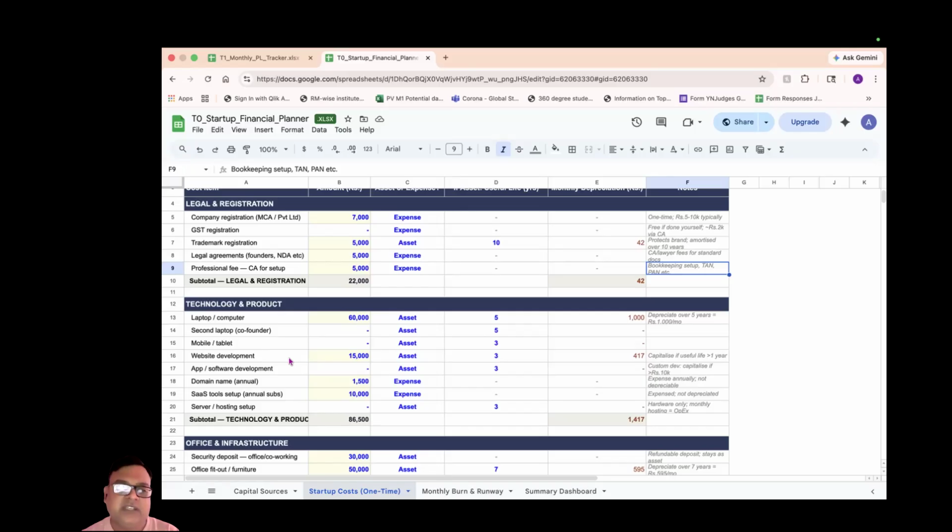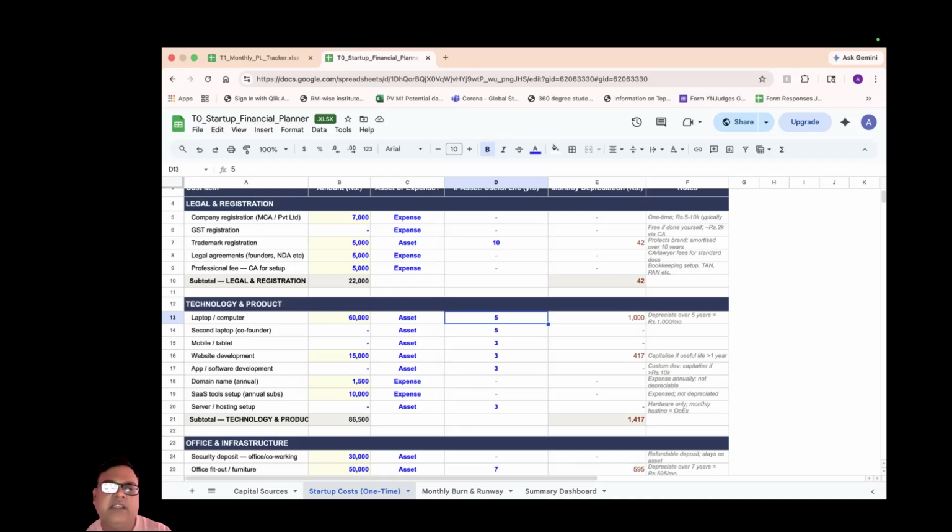So let's say you purchased a laptop, and here we're putting 60,000 rupees. And of course, as we mentioned, this becomes an asset, and this will create value for you. Okay, but it will also depreciate over a period of time.